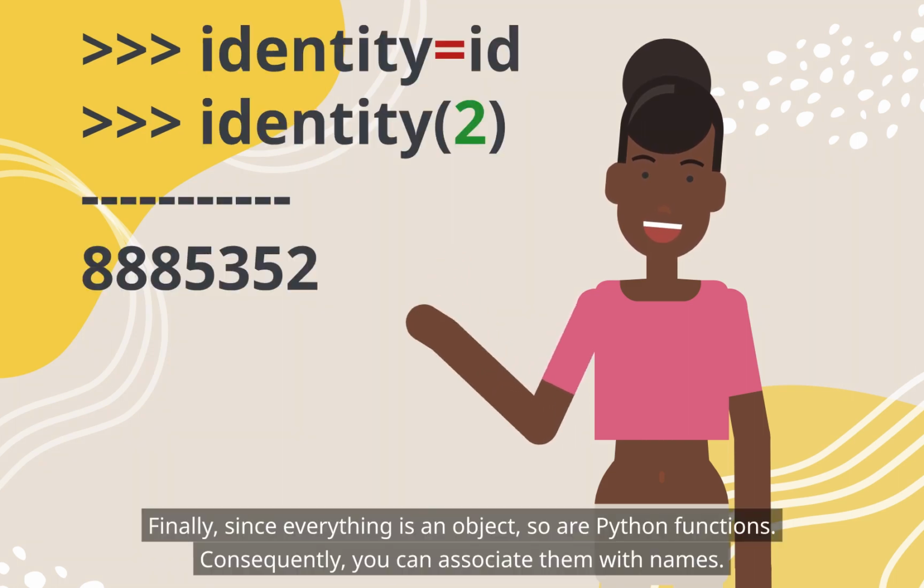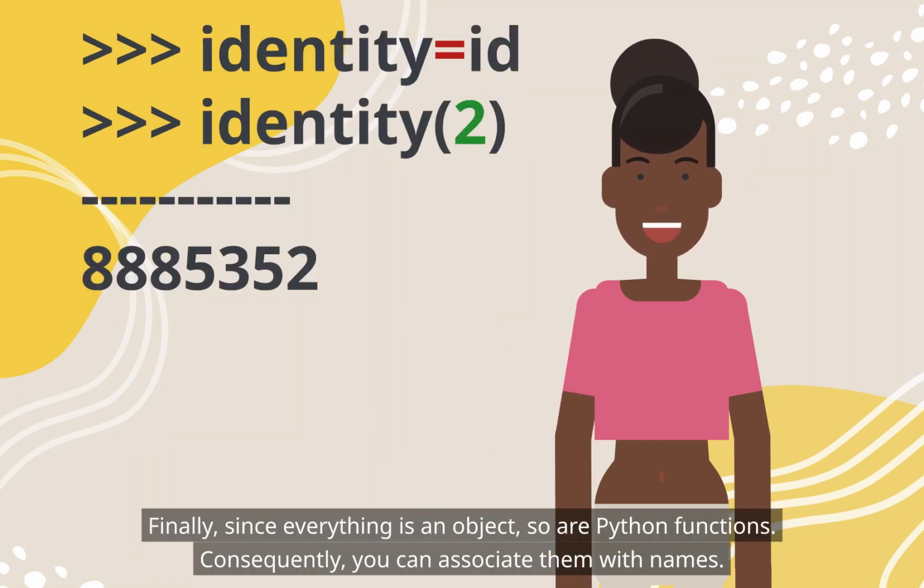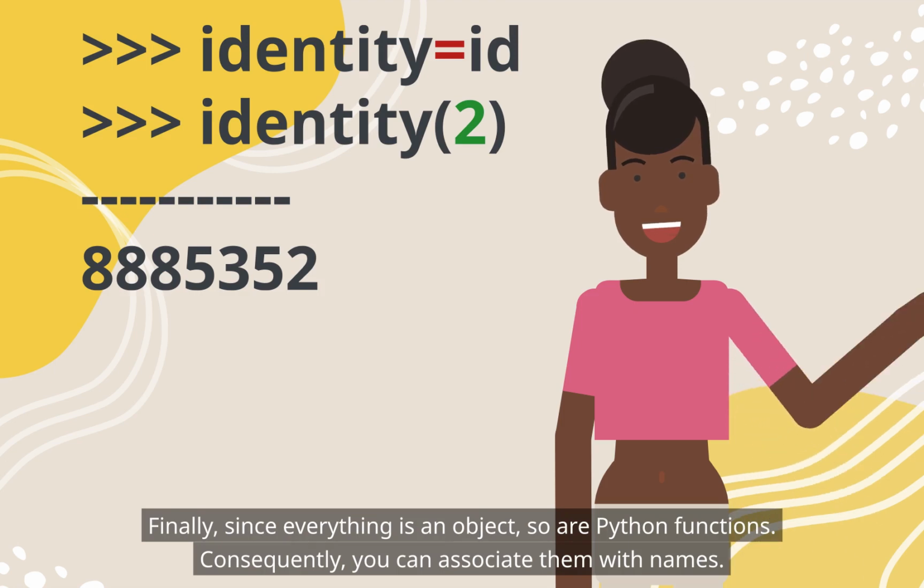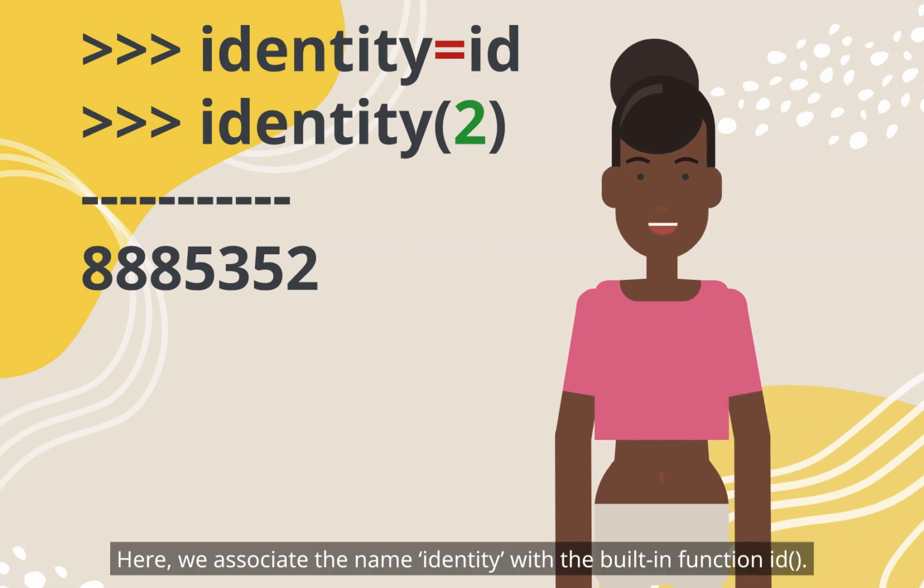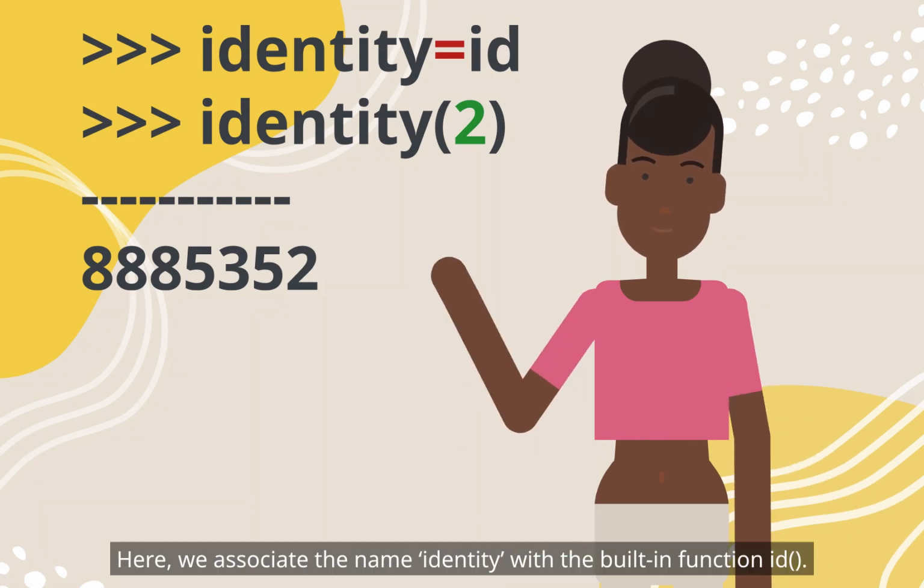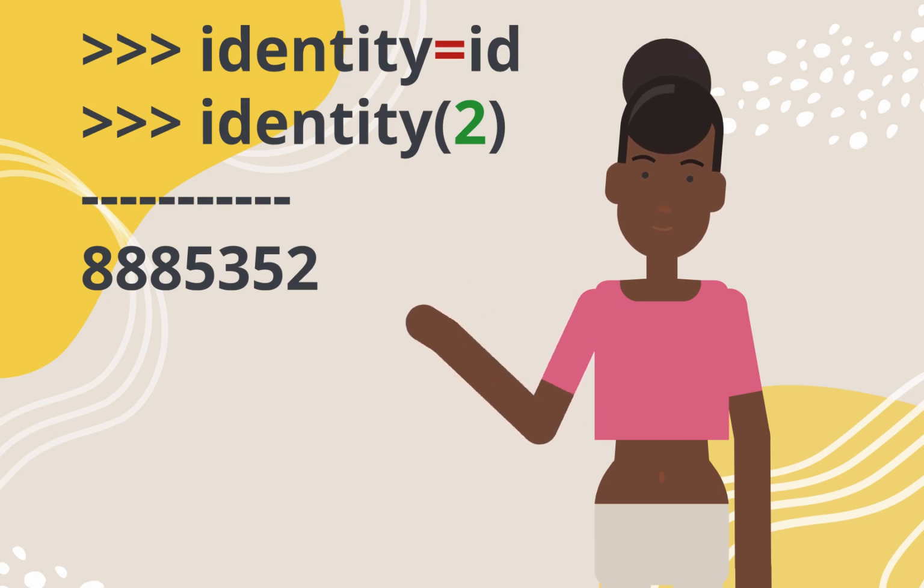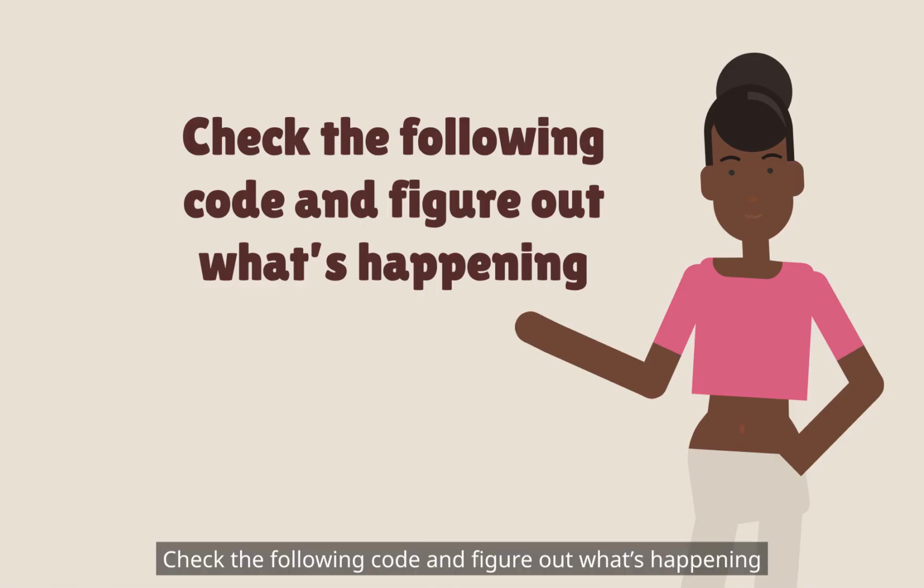Finally, since everything is an object, so are Python functions. Consequently, you can associate them with names. Here, we associate the name identity with the built-in function id. Check the following code and figure out what's happening.